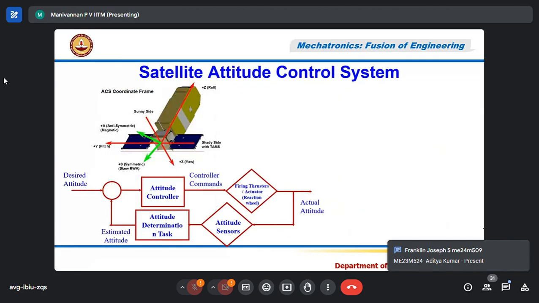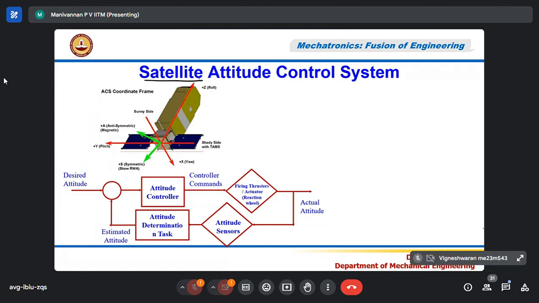Fine. Today I'm going to talk about 2 more examples. I think one is the satellite. You know, satellites are used for communication, for TV broadcasting, TV signal, your cell phone signal, weather forecasting, or military purposes. Satellites are launched using a rocket.